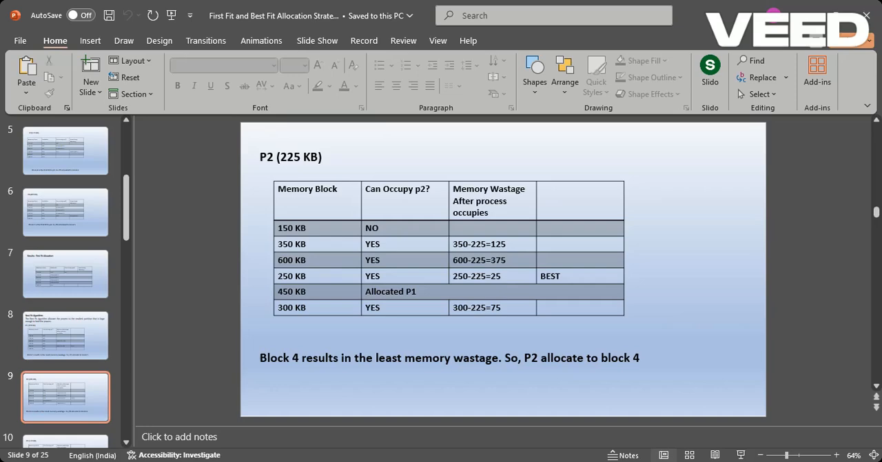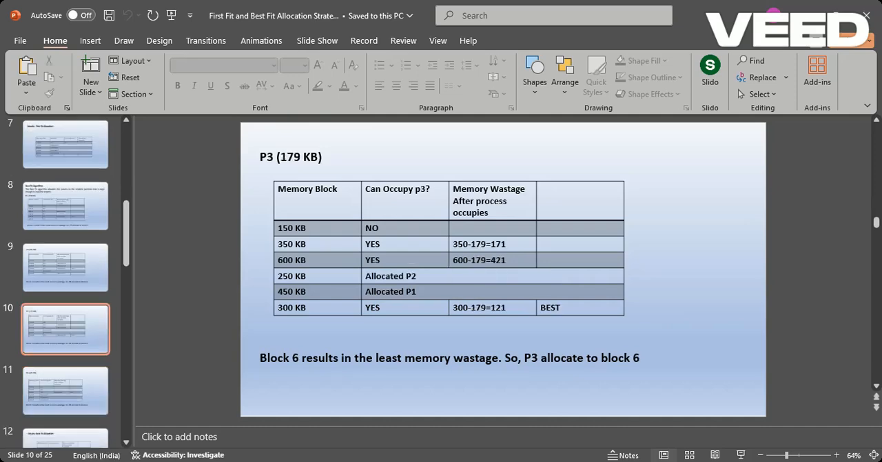Then the next location is already allocated to P1, so it is not free. Okay, then the 300 KB is also enough to store P2, so we need to find out 300 minus 225 equal to 75. So from this memory wastage calculation, we got the least memory wastage for memory block 4. So this is the best memory block which is able to store the P2 process. So P2 is allocated to block 4.